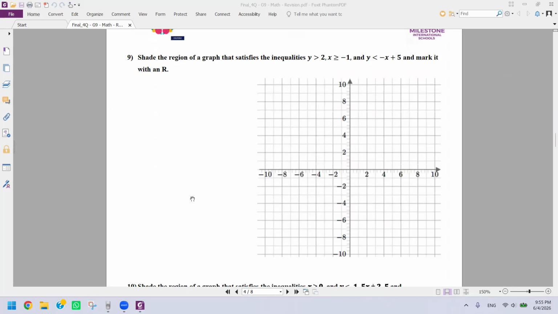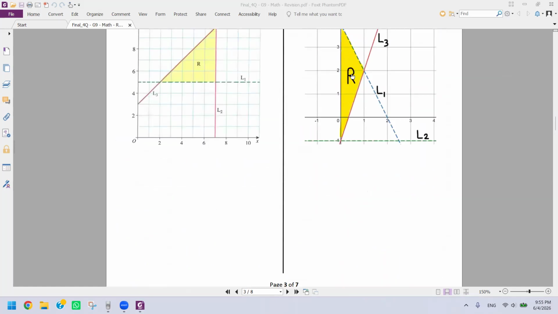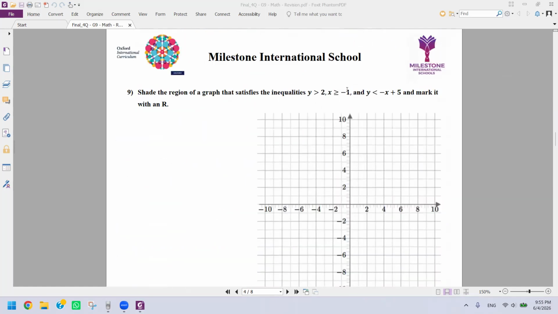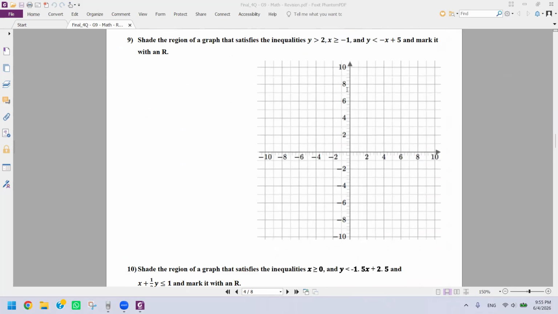Question 9. Shade the region of a graph that satisfies the inequalities. And we have 3 inequalities. And then it says mark it with an R. So you need to mark the region R after shading it. When you're shading, don't make it very dark. Try to make it light so it will be obvious.